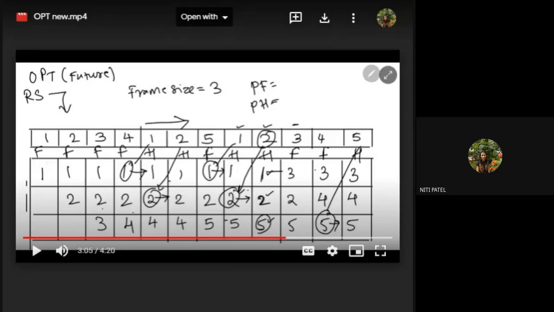So आपका अपना FIFO में कितना hits था? 3. LRU में कितना hits था? 3. Optimal में कितना hits है? 5. So from among all the 3, the optimal is the best to replace the pages. Why? Because we are getting more number of hits. Now this does not hold in all scenarios. If I change the reference string, my answer can change.